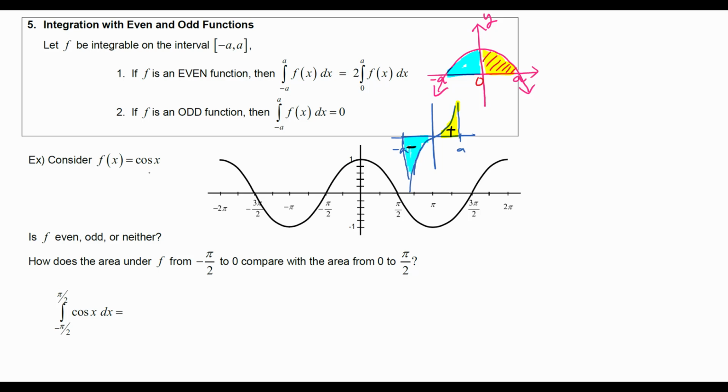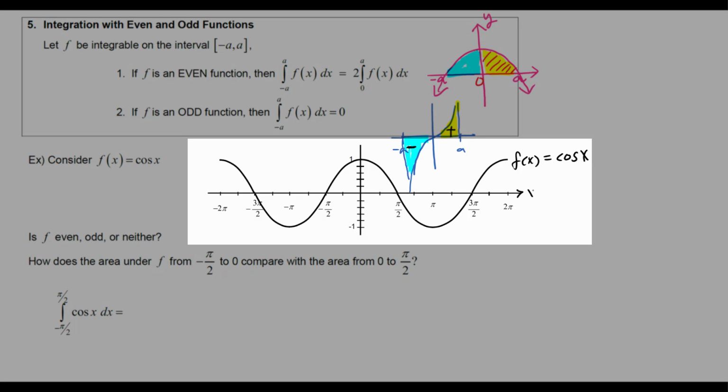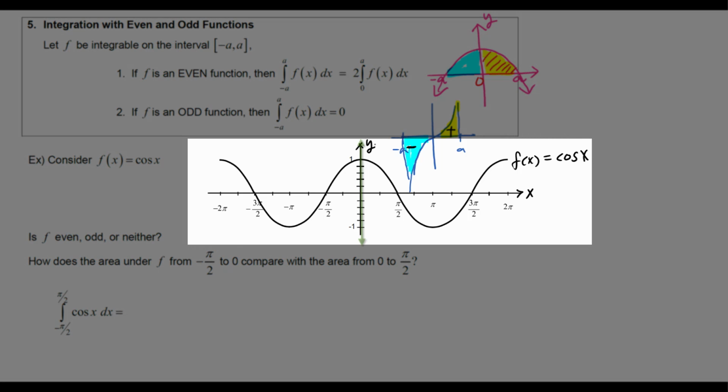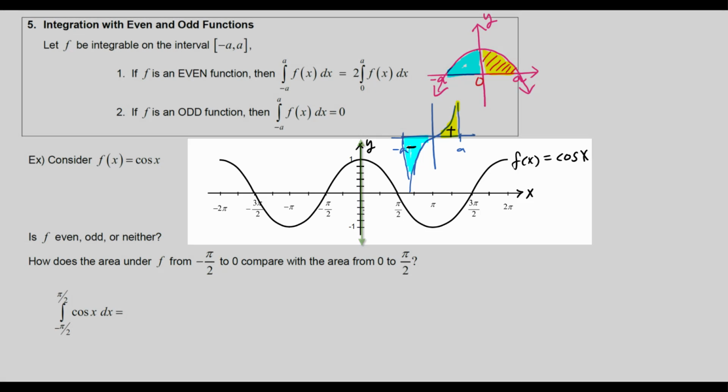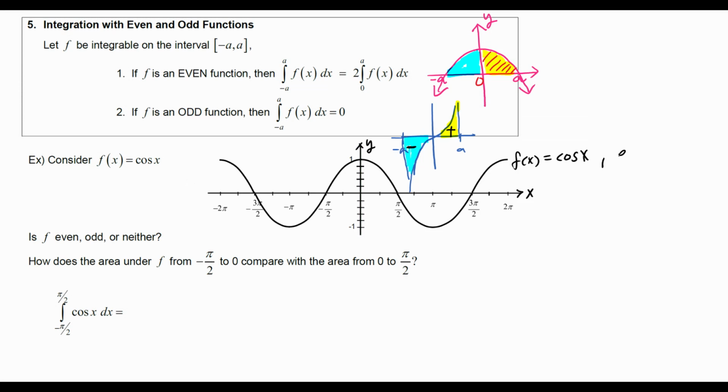Consider f of x equals cosine of x. So this is a graph of f of x equals cosine x. And look at it. Is cosine x an even function or an odd function? This is the x-axis, this is the y-axis. You can tell this graph is symmetric with respect to the y-axis. So cosine function is an even function.